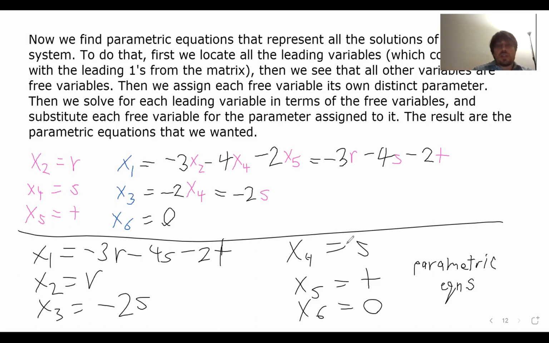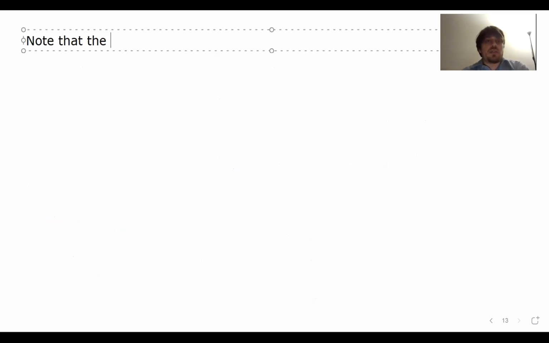Okay, and when r equals s equals t equals 0, when you assign all the parameters equal to 0, you get the trivial solution. You get x1 equals 0, x2 equals 0, x3 equals 0, x4 equals 0, x5 equals 0, and x6 equals 0. So just note that the trivial solution results when r equals s equals t equals 0.